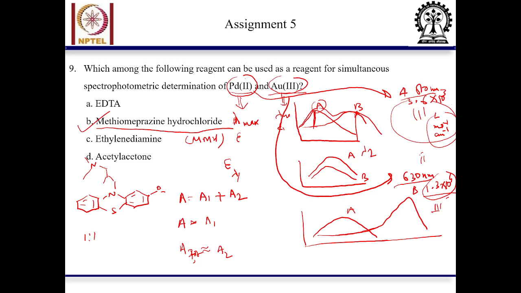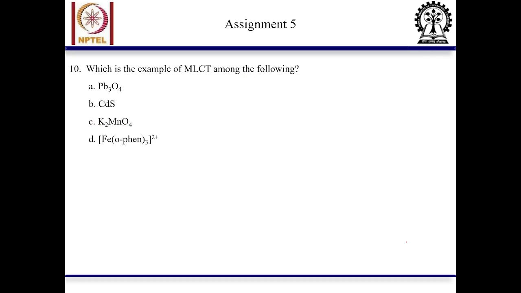Okay, thank you. So now, question number 10. Which is the example of the MLCT among the following? PbO4, cadmium sulfide, K2MnO4, and Fe(phen)3 2+. Sweta is saying D. Great. Anyone else? Sunil is also saying D.